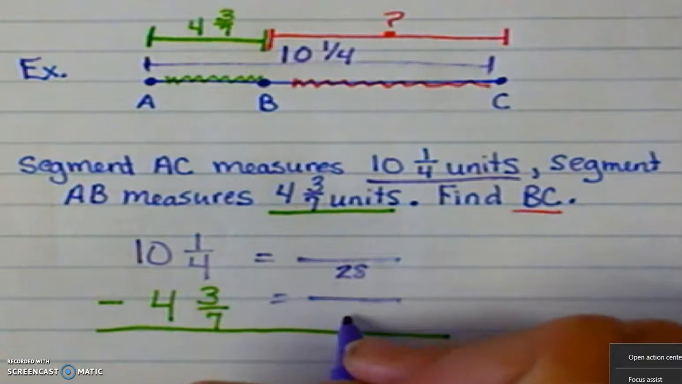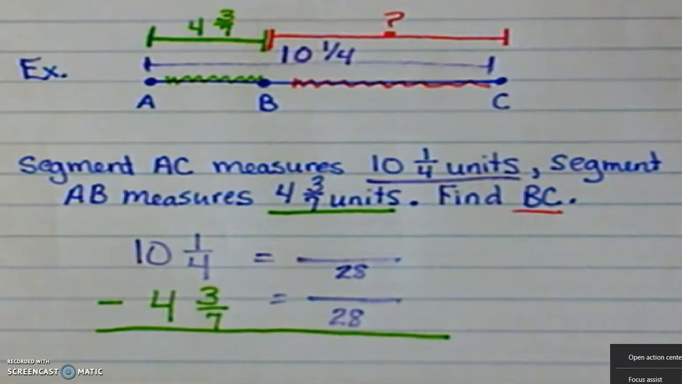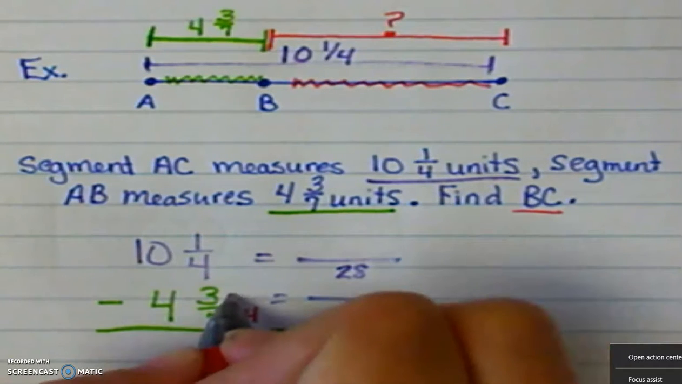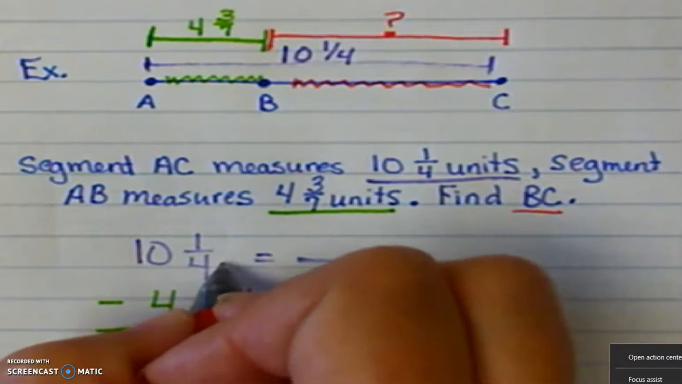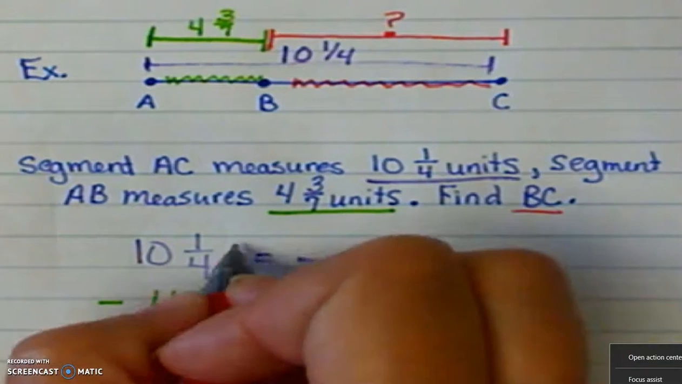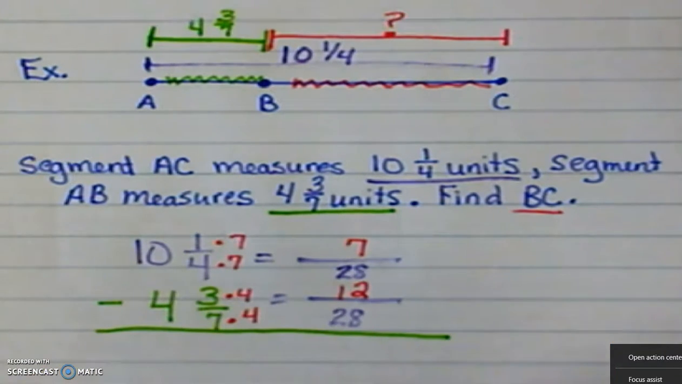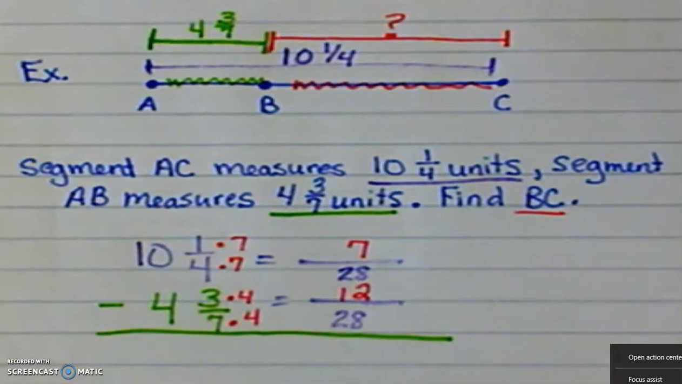I'm going to run out of a little bit of room here, so I have to write kind of small. So it's 28. You have to take 7 times 4 to get 28, so I need to take 3 times 4 to give me 12. 4 times 7 is 28, so 1 times 7 is 7. And now we run into that problem that we talked about in the last lesson. We want to subtract, and I cannot take 7 and subtract 12 from it.